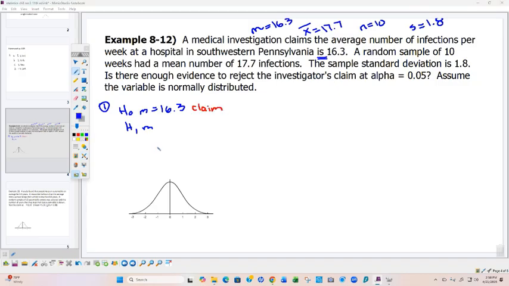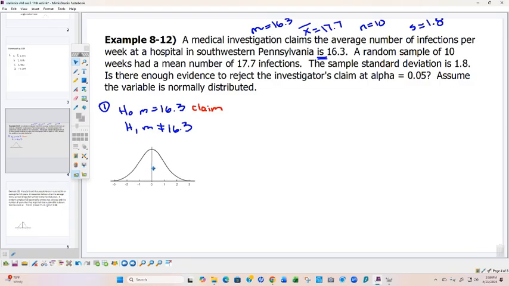And my alternative, remember when it's an equal to, it's always an equal to and a not equal to. So this is one of the ones where they claim that their population is the same. They're claiming it's equal. So we do an equal and not equal to. Now remember, that would be a two-tailed test. So that's going to change things a little bit as well. So we're going to have a two-tailed test this time. Anytime it is equal to and not equal to, it is two-tailed.